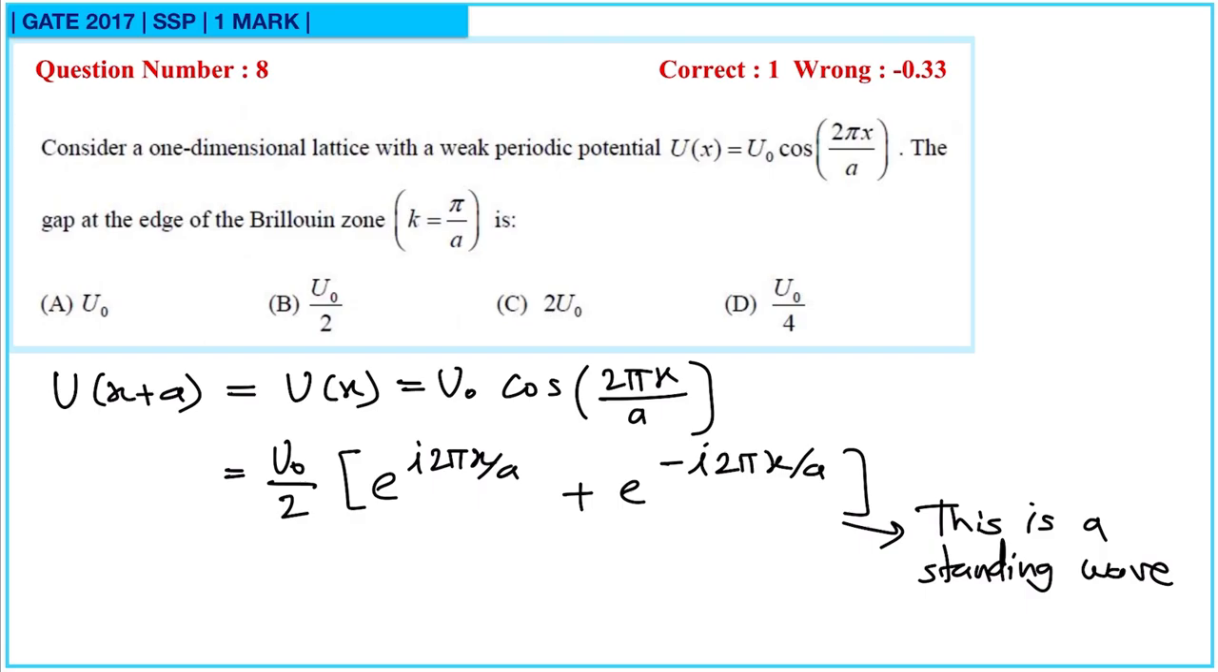And then we have to find out gap at the edge of Brillouin zone. So that will be delta U, it will be U naught by 2. This is the amplitude. And since we want the entire gap, so we have to multiply by 2. So this will be U naught. So here option A is correct. Next question.